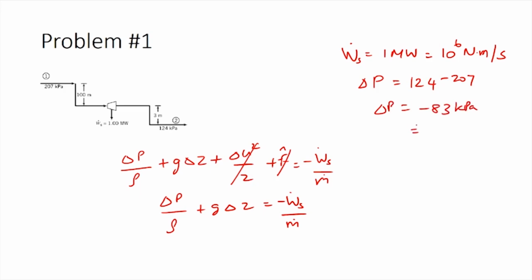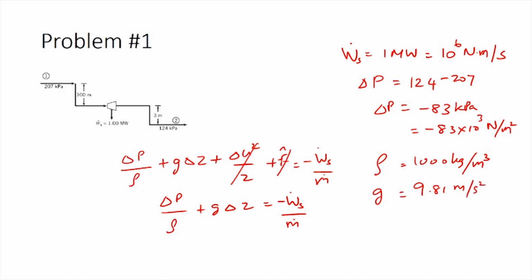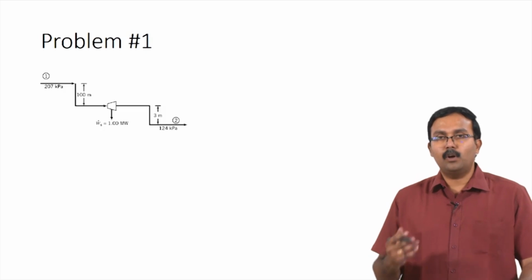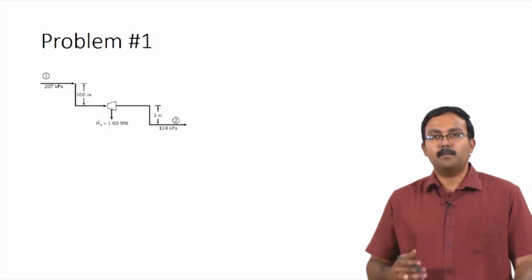This can be written as minus 83 times 10 power 3 Newton per meter squared, and the density is the density of water, which is 1000 kilograms per meter cube, and g, the acceleration due to gravity, is 9.81 meters per second squared, and delta z, the total change in height, is equal to minus 103 meters.